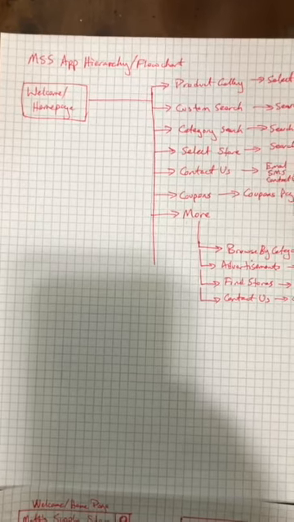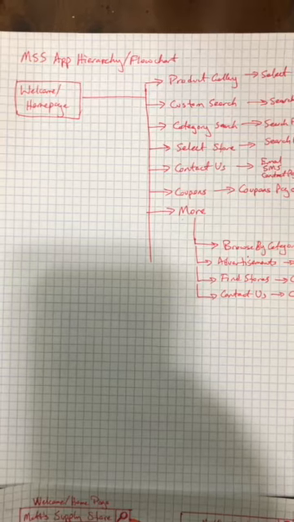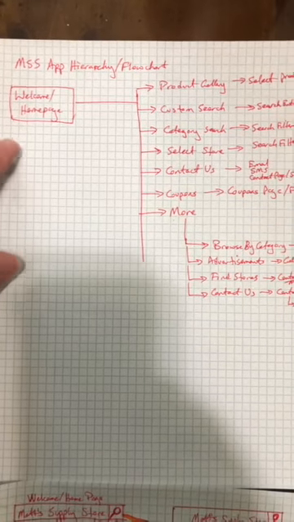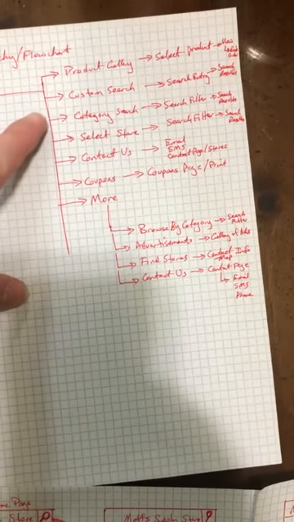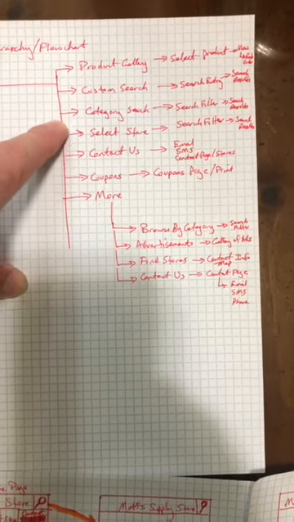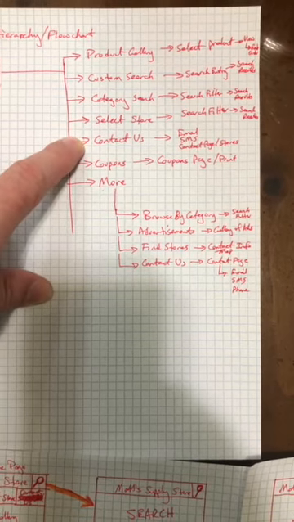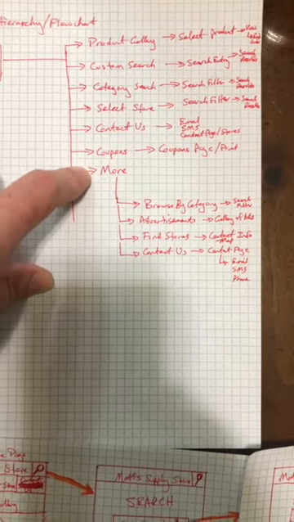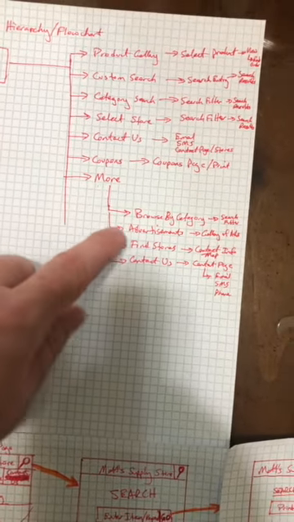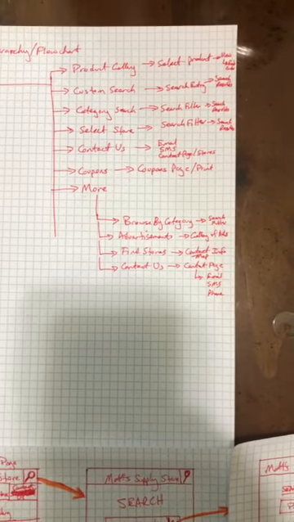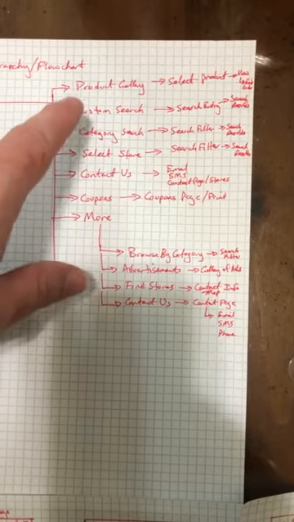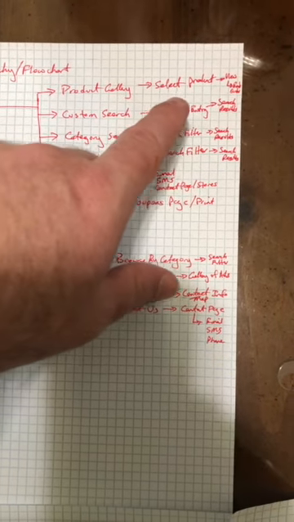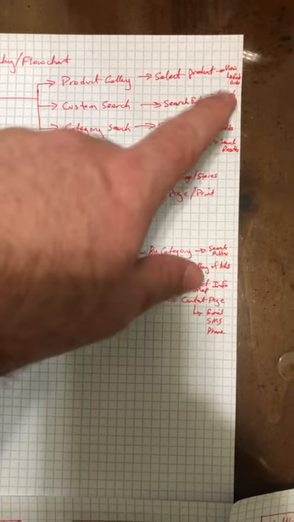Now looking over at the actual hierarchy for it, you have your MSS app hierarchy, or the flow chart. You start off with your welcome homepage, and then that's going to take you over to your product gallery, which is really on the home page. You have a custom search, category search, a select a store, contact button, coupons button, and then of course the more button at the bottom, which shows you browse by category, advertisements, find stores, contact us, and such. So when you look at the product gallery, you can see select product, you can see order. It comes all the way out here to view and actually order.